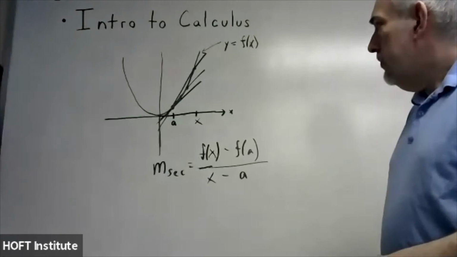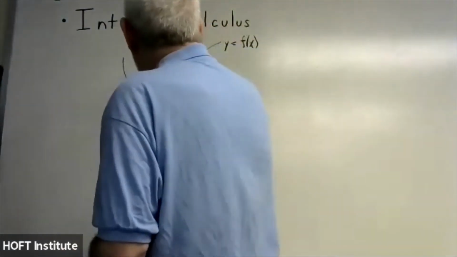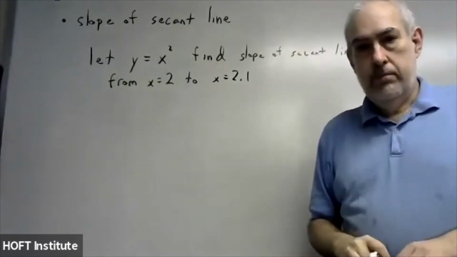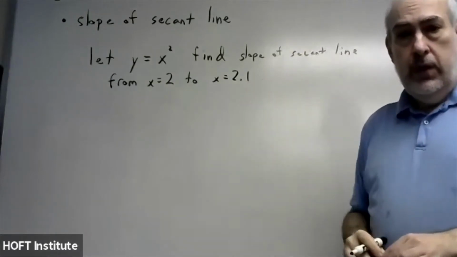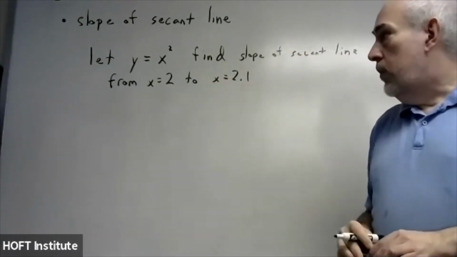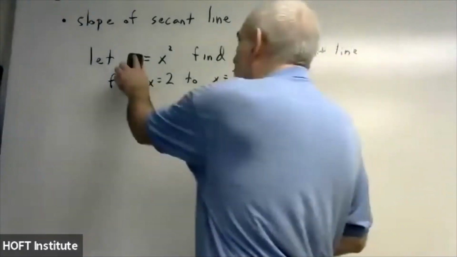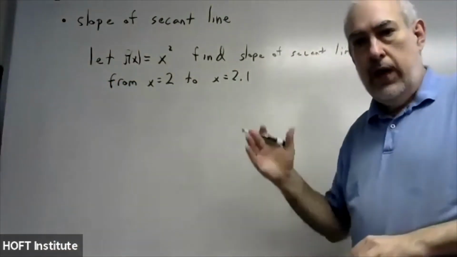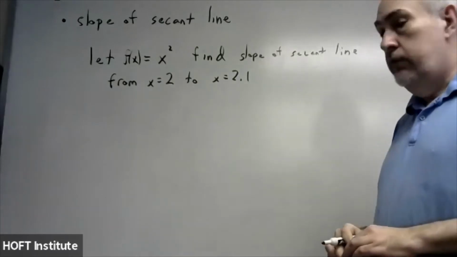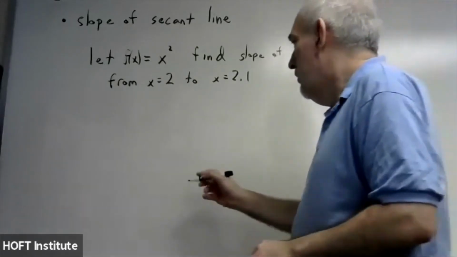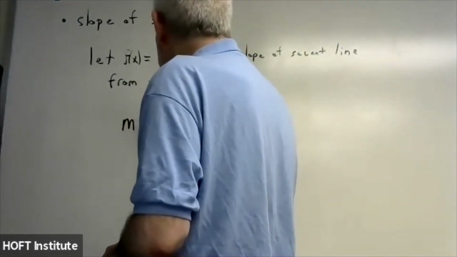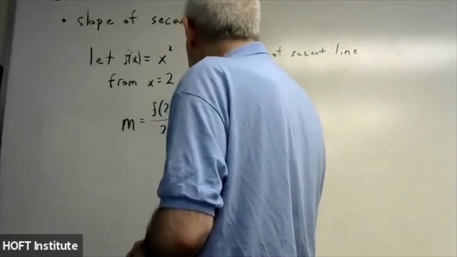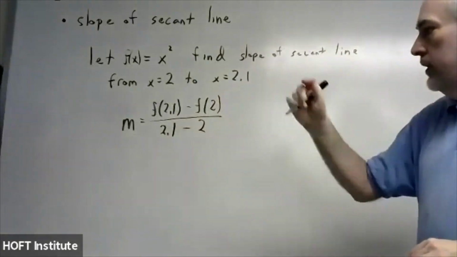Okay, so before we move on to that, let's do some problems finding slopes of secant lines to curves. Okay, so here is a problem. I want to find the slope of the secant line for the function y equals x squared. Let's change that and say f of x equals x squared. And I want to find the slope of the secant line from x equals 2 to x equals 2.1. Okay, so using that definition that we wrote down earlier, it's going to be f of b minus f of a over b minus a, where b is the 2.1 and a is the 2.